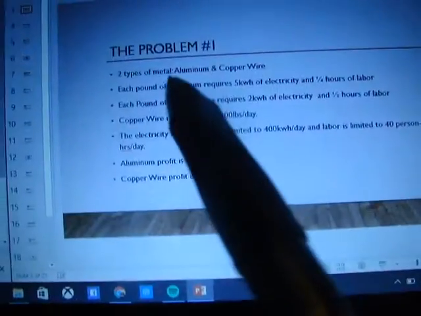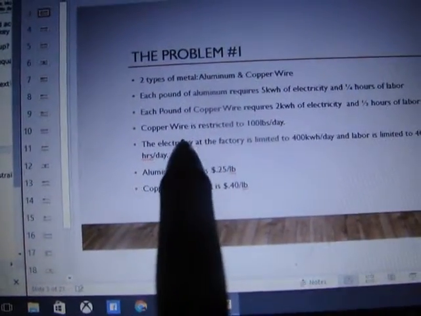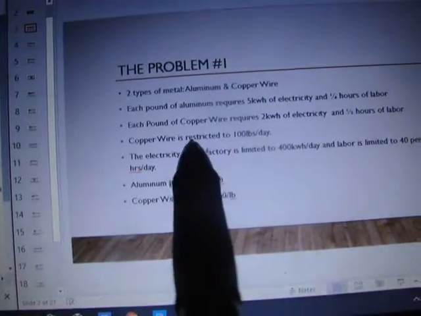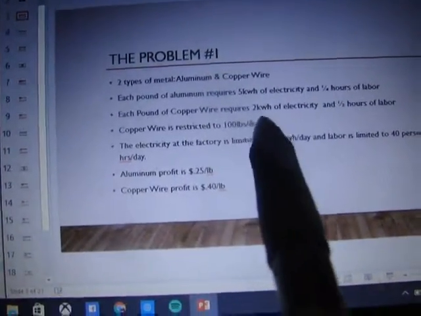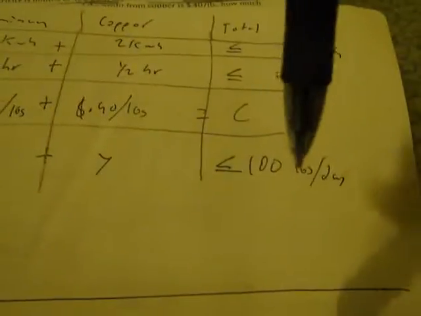You get the idea. Now, I did actually notice this when I made the first video. Copper wire and aluminum wire are restricted to 100 pounds a day. Sorry, that's a screw up on my part. Copper wire and aluminum are restricted to 100 pounds per day.